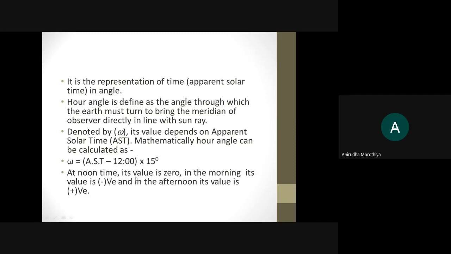So the same thing is mentioned over here. At the noon time, the value of omega is 0. In the morning, its value is negative till the noon, and from noon to evening, the value is going to be positive. So you have to remember this.